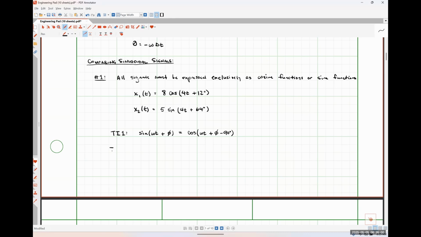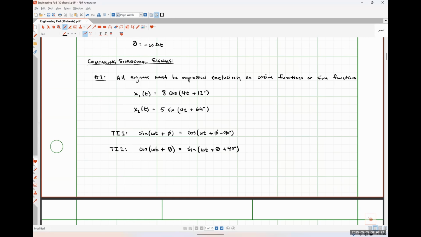To go the other direction, so let's say that we had cosine omega t plus theta. This would be the same as sine omega t plus theta plus 90 degrees.